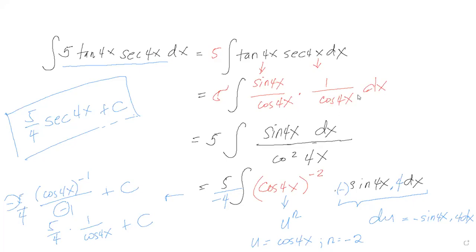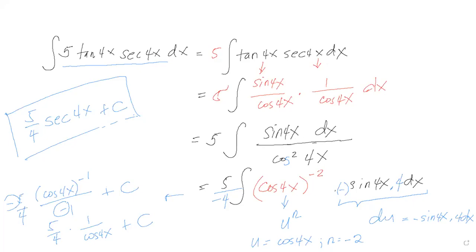You need to multiply the cosine of 4x to the other cosine of 4x, which makes it cosine squared of 4x. Now, this is not an ln because the n of the cosine function in the denominator is not 1, but rather it's 2. So you have to use power rule. So this is really the answer for that. Okay?